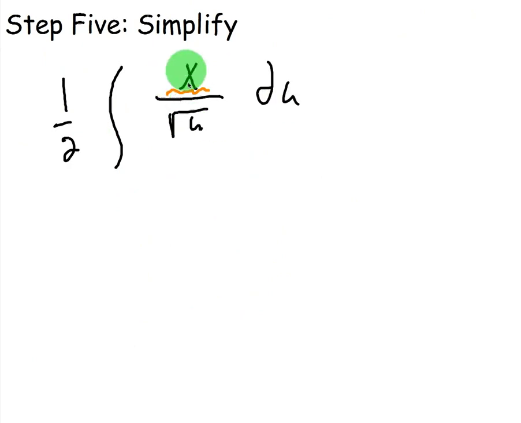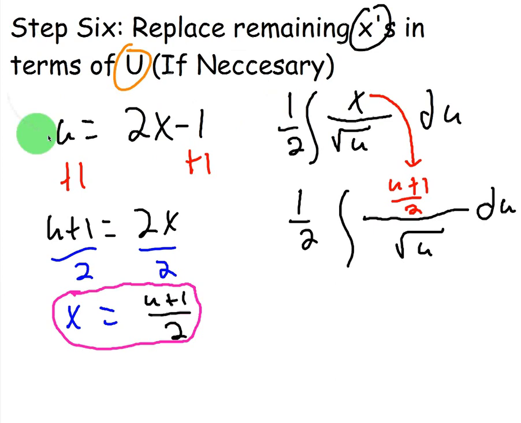So this does lead us to step 6. We cannot have an x. Everything has to be in terms of u to take the antiderivative. So we already said that u is equal to 2x minus 1. So for step 6, we're going to replace the remaining x's in terms of u if necessary. So we're going to get x by itself in our u equation. We're going to add 1, divide by 2. x is equal to u plus 1 over 2. So guess what?